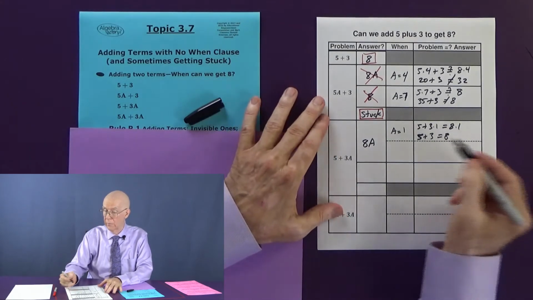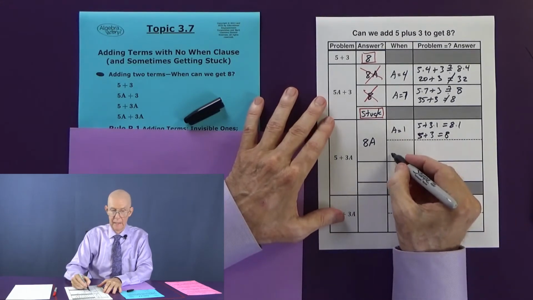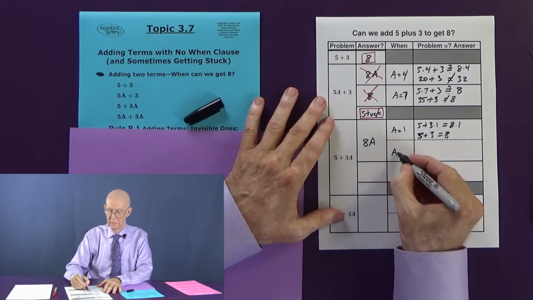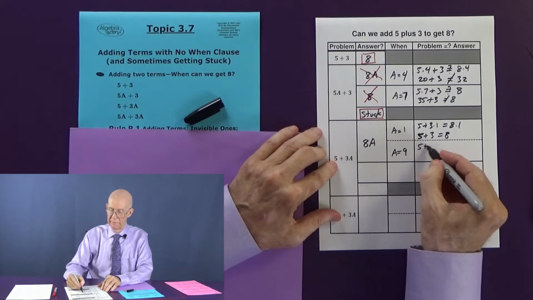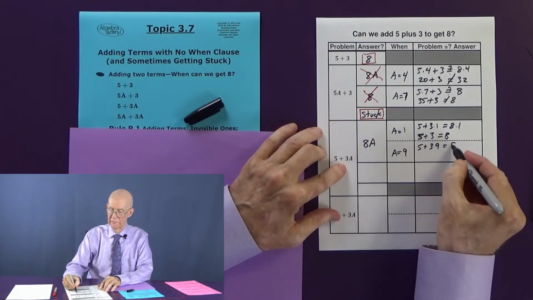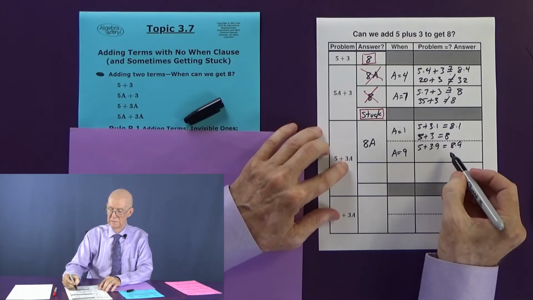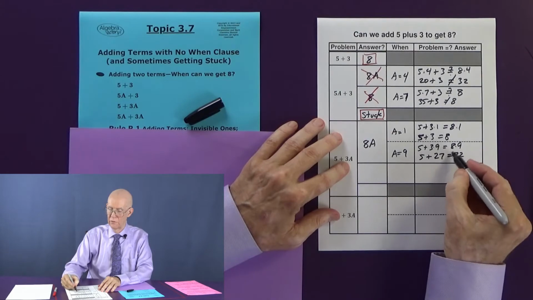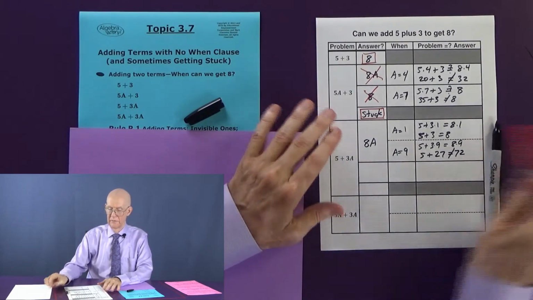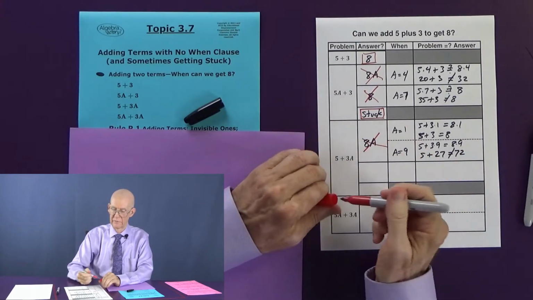Well, okay, it worked for a equals 1. How about if a equals 9? Well, now we're going to have 5 plus 3 times 9 equals 8 times 9. So this is 5 plus 27 equals 72. No way! This also fails.